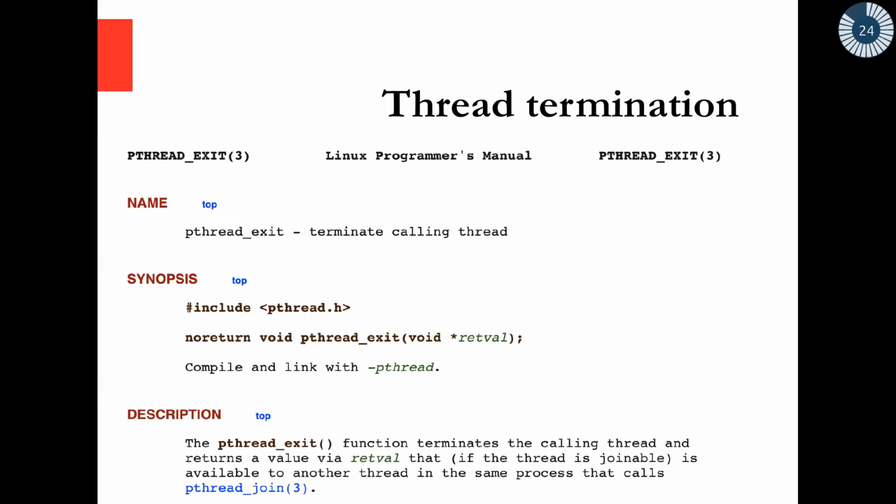And look at pthread_exit. It says return value void star, so it also returns void star. At any point of time, you can say, I want to exit from this thread. You can also go to the end of that function, but maybe you are deeper, somewhere inside another function, and you just want to exit from this thread because maybe some error happened. So you want to terminate this thread, so you call pthread_exit.